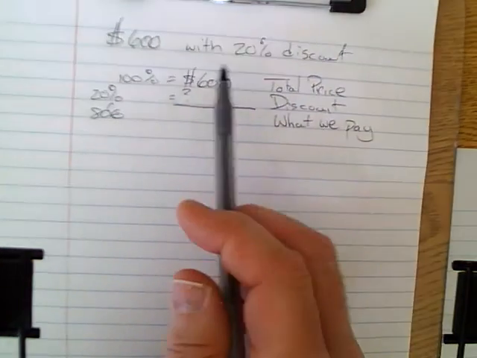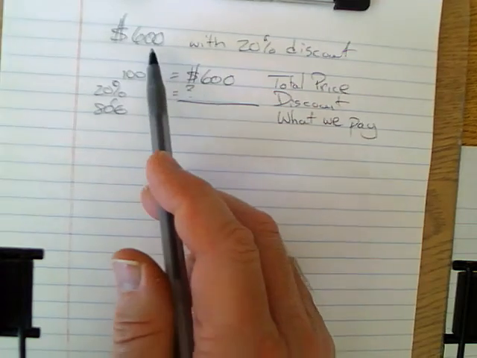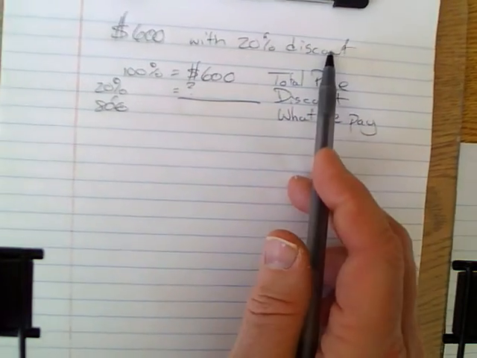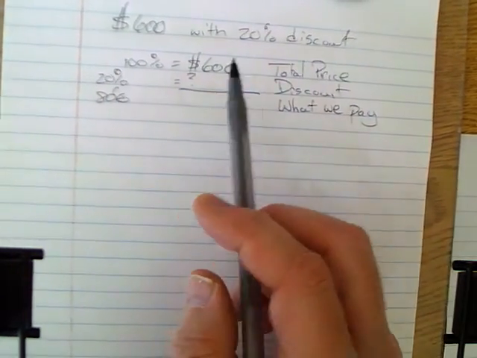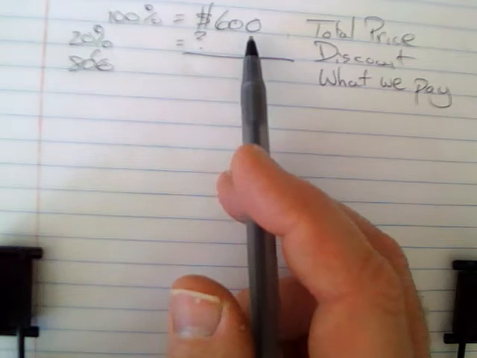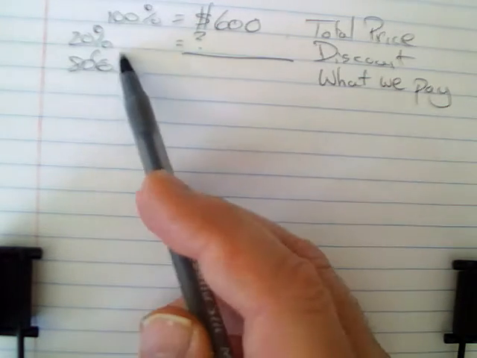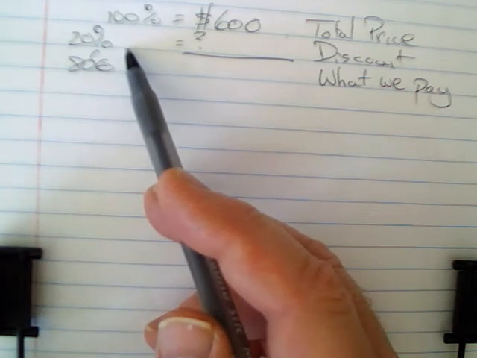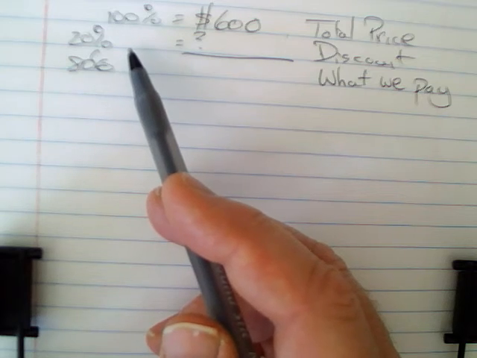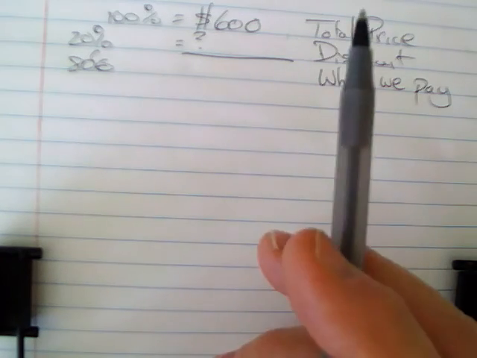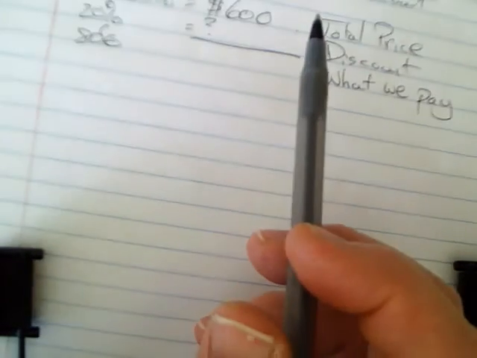Then to take a look at that problem that we were looking at on the sheet of paper, we have $600 at 20% discount. We figure that by getting the 20% discount, and then we're paying 80% of that. So we're running out of time here, but we'll talk about that more in class. This is just kind of setting that up.